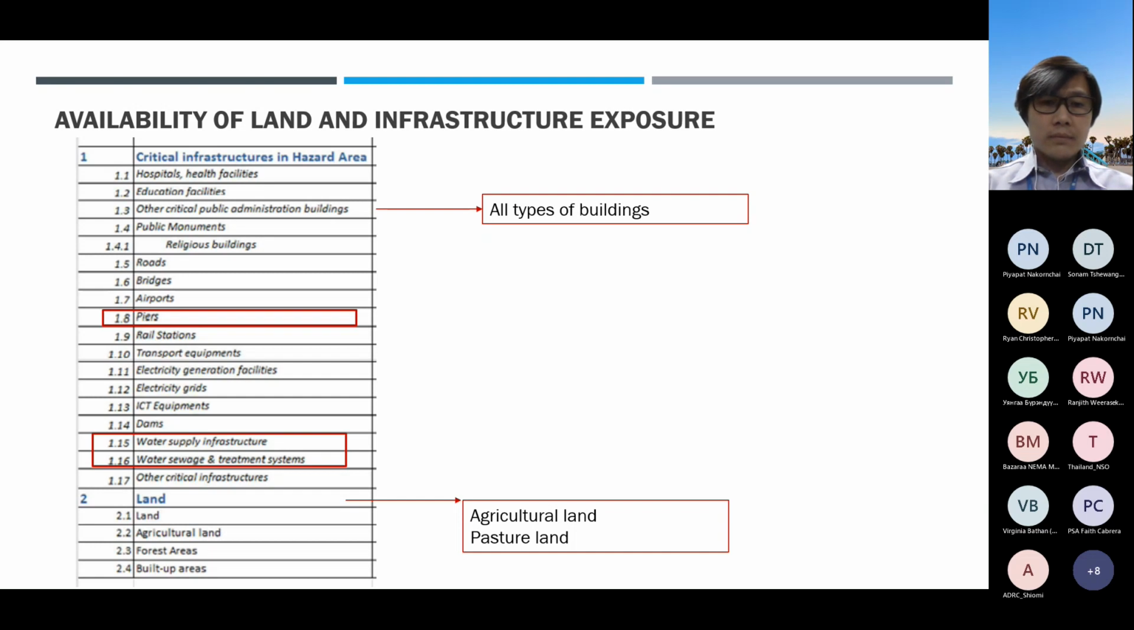In the case of the critical and public administration buildings, we collected all the data, but we do not classify them into administration buildings or critical buildings. It includes all kinds of buildings in one category. In the case of land, we assess the exposure level on the agricultural land and the pasture land areas.